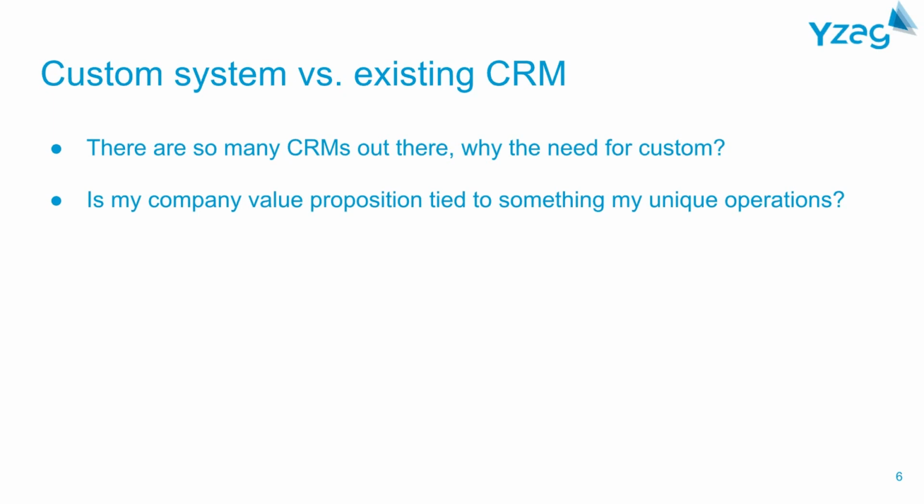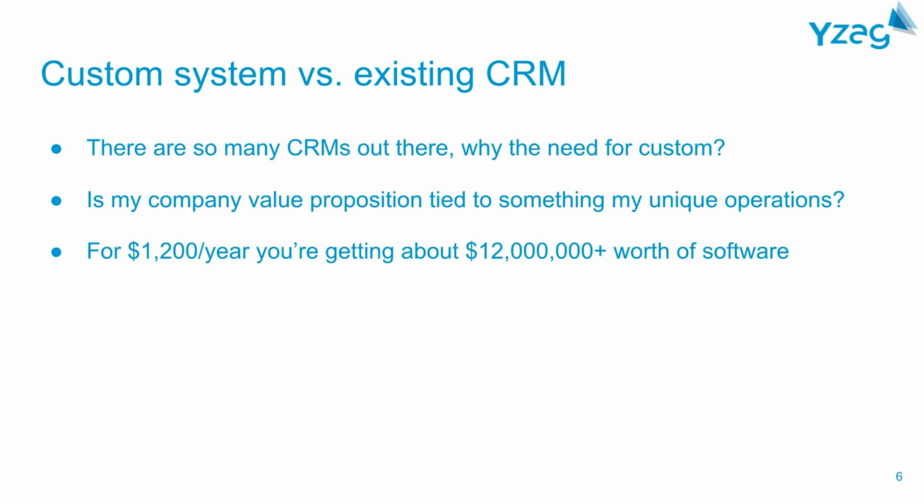If there's something there that's tied to a unique way of doing things, then an existing CRM may or may not be the right solution. And here's a number I just threw out here. I kind of made it up, but I kind of know it's right to a degree. So for $1,200 a year worth of subscription cost, that's about $100 a month, you're getting at least $12 million worth of software. So every piece of software that I know that will charge per seat per user $100, they've invested well over, I'll say, $12 million worth of software, and that's something that people really take for granted and don't realize when you're dealing with building custom systems.